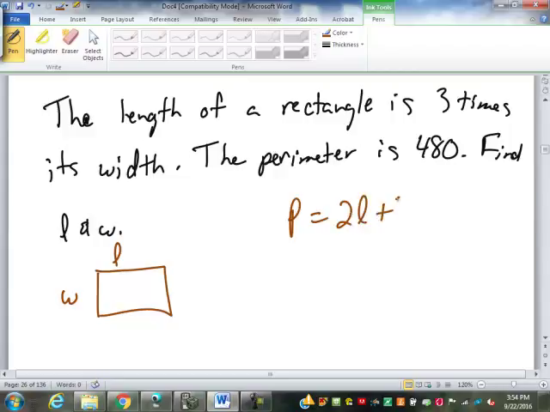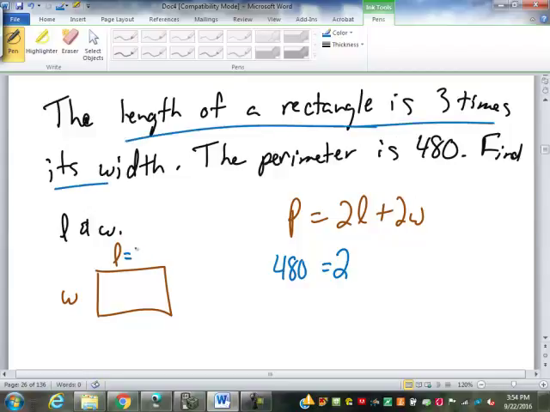Perimeter is 2 times the length plus 2 times the width. The perimeter is 480. What are we going to do with the length this time? W times 3, or 3 times W, yes. So instead of 2 times L, it's going to be 2 times 3W plus the 2W that's over here yet. So now we're going to do some simplification, combining things on the right side there.